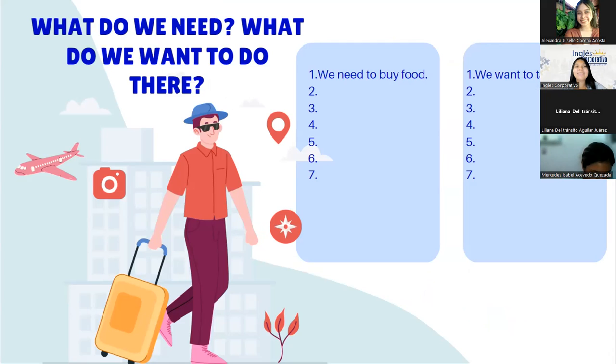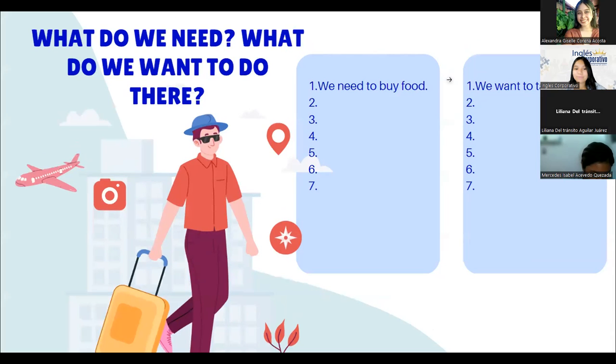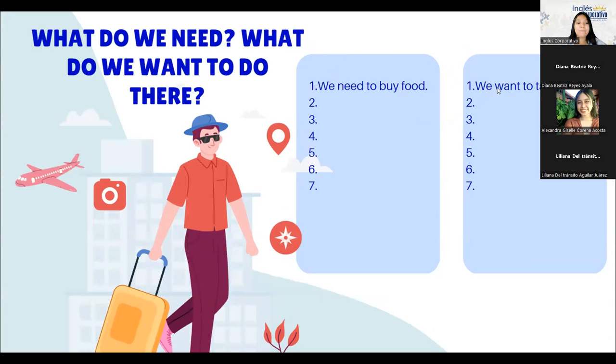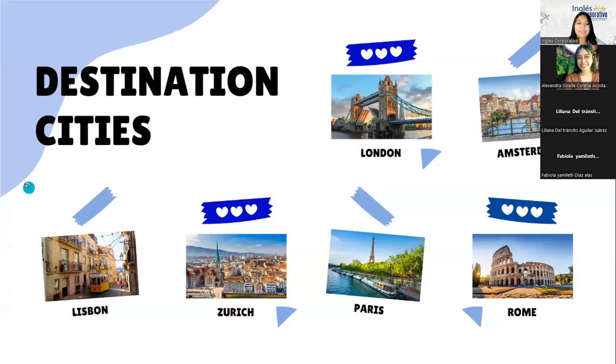We want to take pictures. Pictures? We want to make love in the different hotel. Hotel, ¿cómo se pronuncia? Sí, ¿verdad? Hotels. We want to watch the story from the tower. Okay. Very good. Okay. Next. From Daniela, Fabiola, George, Jenny? Ya estamos listos. Okay.